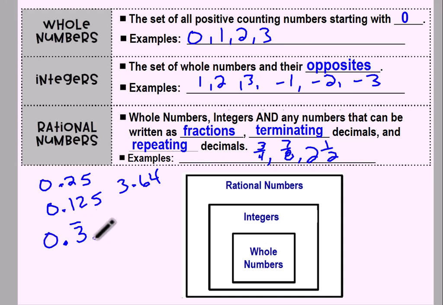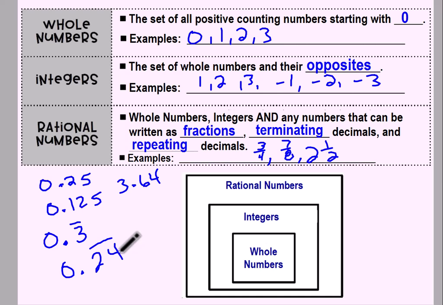You could have more than one digit repeating. You could have 0 and 24 hundredths with the repeat bar. And that means that the 2 and the 4 repeat over and over. So it'd be 0.242424242424, and it goes on and on and on. It doesn't end. Okay, that is a repeating decimal.